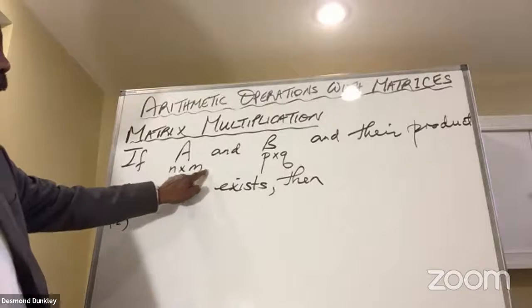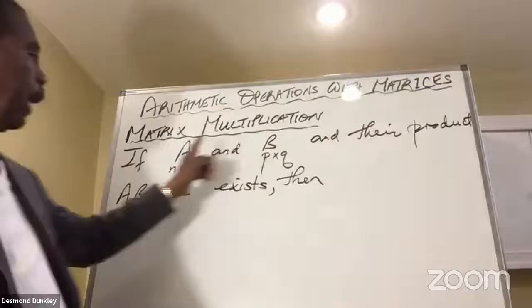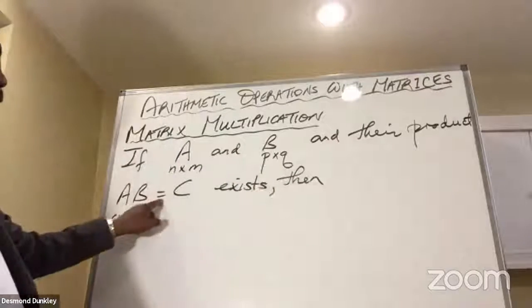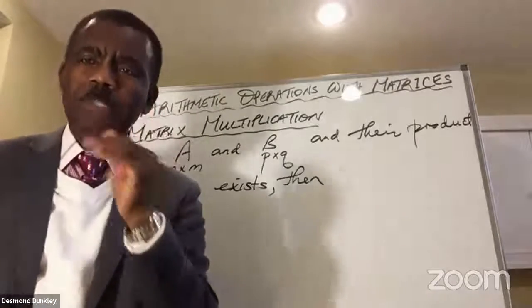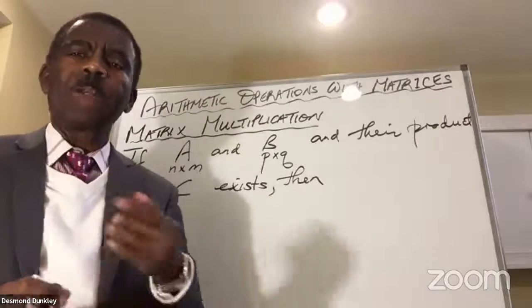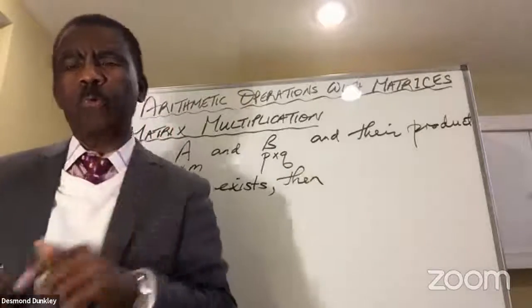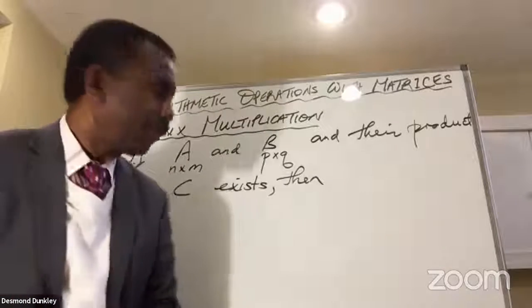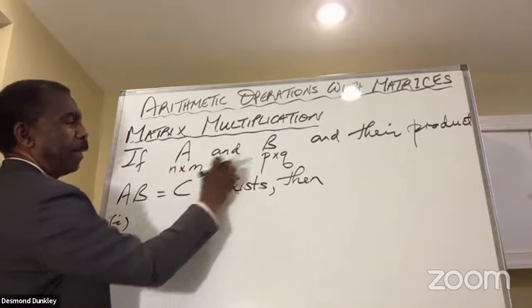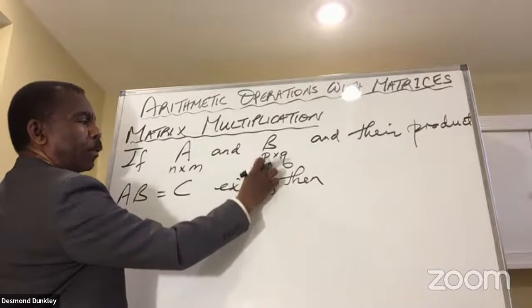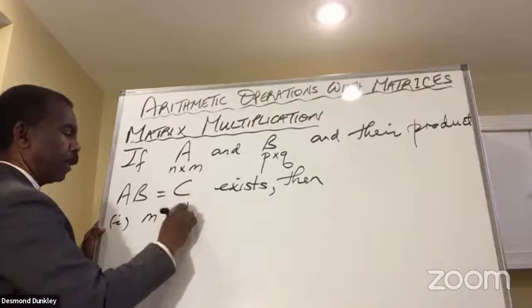So if A is a matrix, and B is a matrix, and the product A times B is equal to C, if that exists, then there are certain conclusions you can draw. In order for the product to exist, there are some things that must be true. Ready? 1, the number of columns of A must be the same as the number of rows of B. So m must be equal to p.